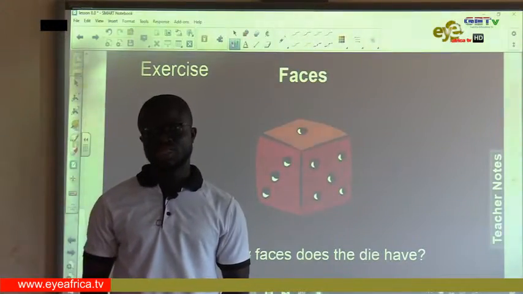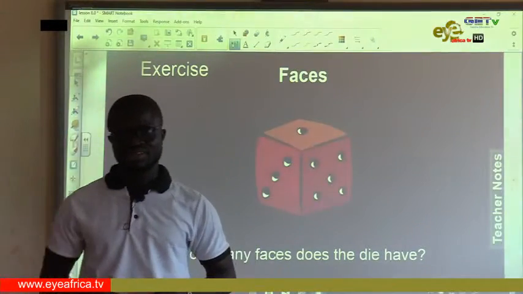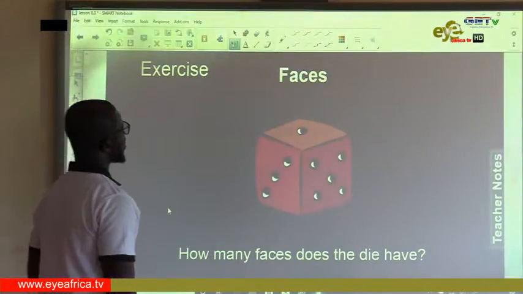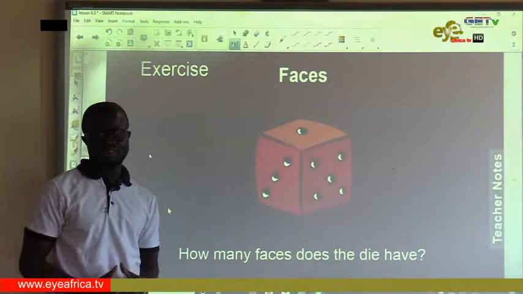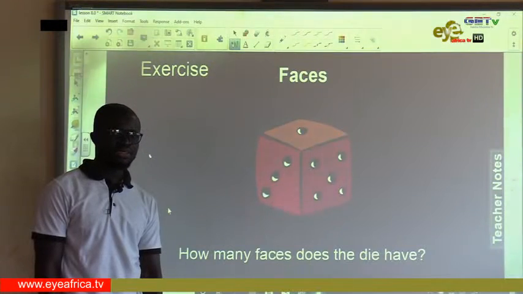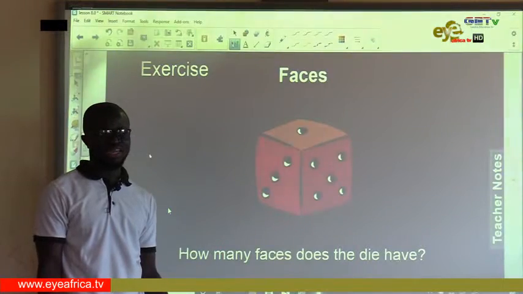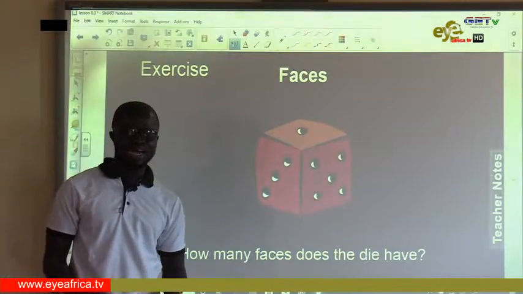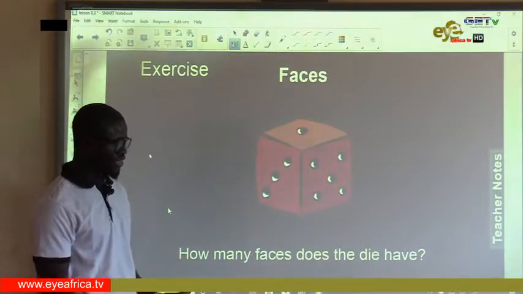I repeat. How many faces does the die have? I want your answers, please. Can you tell how many faces the die has? Take your time, count the number of sides, and then give your answer. Don't just mention numbers freely, anyhow you feel like. It doesn't work like that. You need to count and then know that what you have done is the right thing. How many faces does the die have?